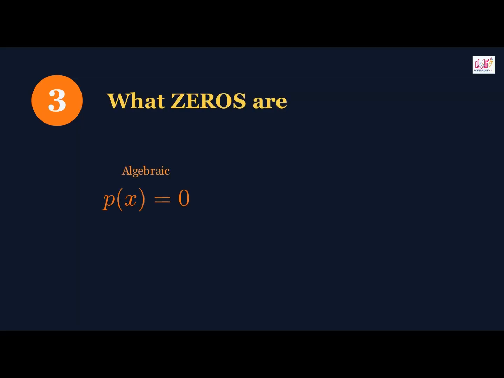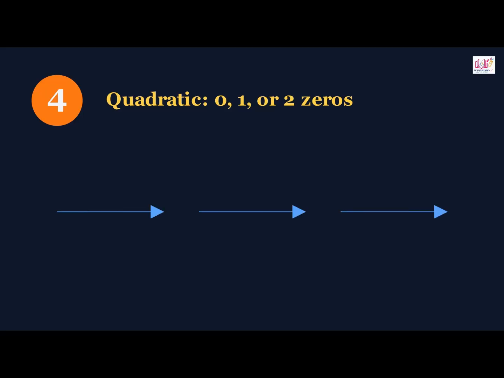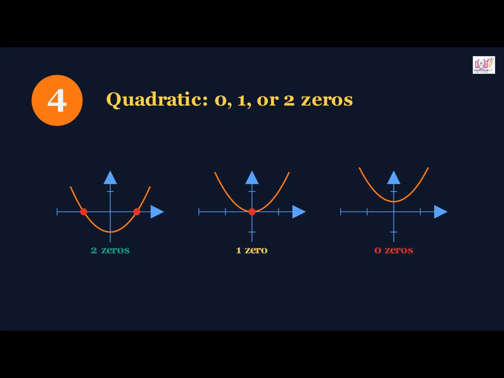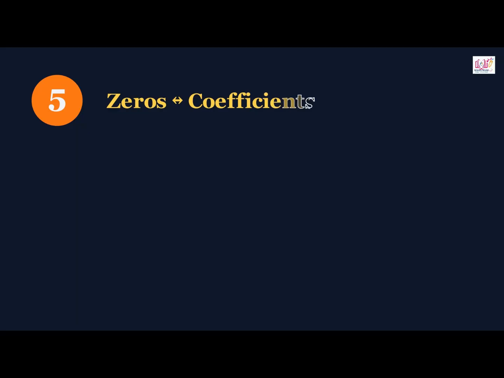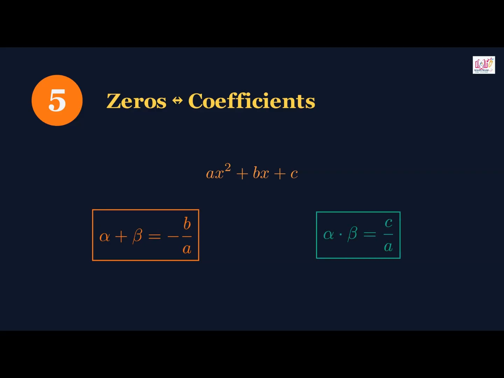3. A zero of a polynomial is a value of x that makes the polynomial equal to 0. Geometrically, it is where the graph touches or crosses the x-axis. 4. A quadratic polynomial can have 0, 1, or 2 real zeros. 3 cases, depending on whether the parabola misses, touches, or crosses the x-axis. And in general, a polynomial of degree n has at most n zeros. 5. The hidden relationship. For any quadratic ax squared plus bx plus c, the sum of the zeros is minus b over a, and the product is c over a. Memorize these. They will save you time on every exam.